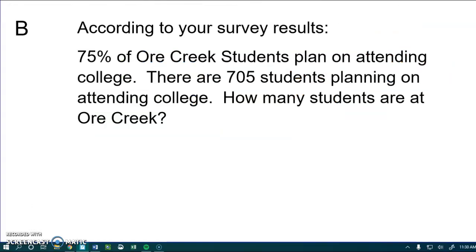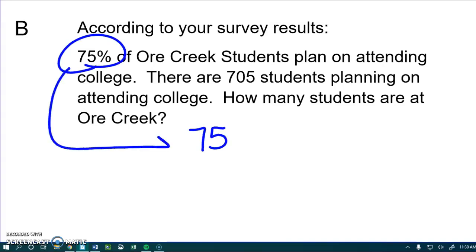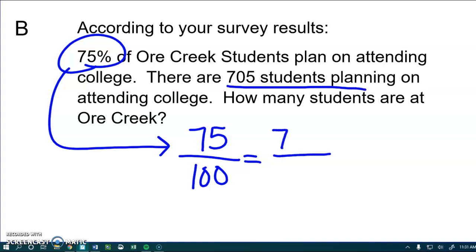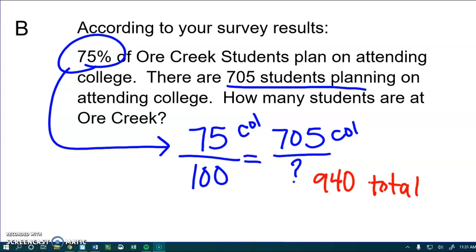All right, according to your survey, 75% of Oak Creek students plan on going to college. Okay, this is just a reminder that we can write our percents, 75 out of 100 if it's a percent. So there's my first ratio in my proportion. 705 students plan to go college. How many students are there at Oak Creek? So again, pause here, cross multiply. Let's make sure we get the same answer. I got 940 total students. So really this is just about reading it carefully, setting up and labeling your proportion.